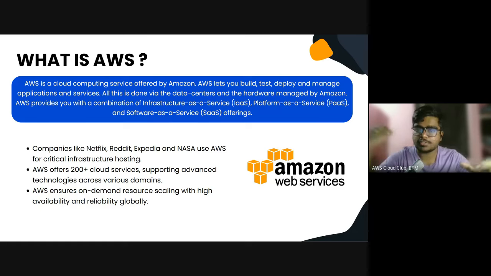So AWS itself has some infrastructure as a service, some platform as a service, some software as a service. So Amazon has clubbed AWS in a way that it contains an end-to-end solution for the application, for the startup, for the big company. There are examples like Netflix, Reddit, and NASA. They use AWS. It has 200 plus services.